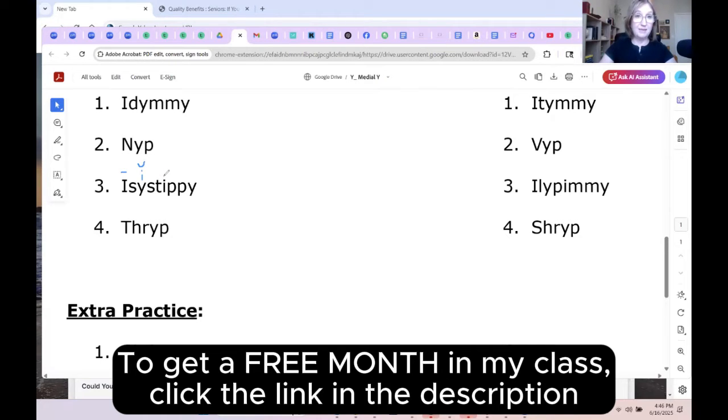Here's another I, but this one's an actual I, and it's going to say I too because of those two consonants after it. And then Y at the end of a longer word usually says E. So it's getting broken up.